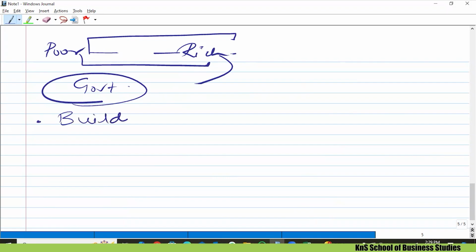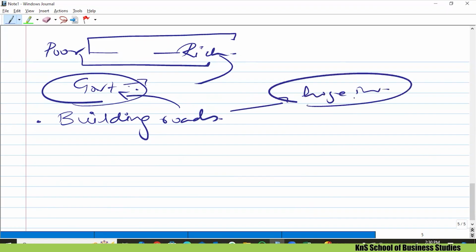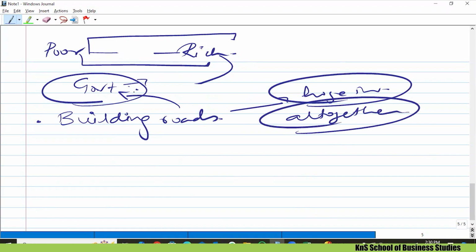For example, roads need to be built. Now, one individual is not going to do this because it's not his responsibility, right? So that's why we say that building the roads is always the task of a government. Why do we say this? We say this because a huge investment is required for it. Altogether, funds are required for it. That's why they do it out there.